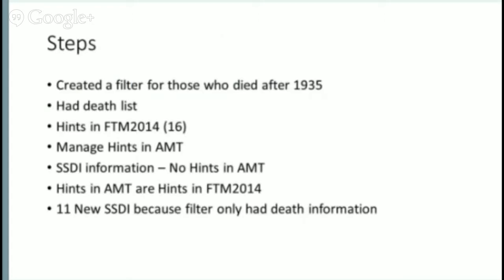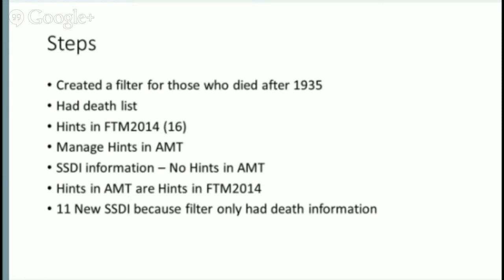The steps that I did: I created a filter in Family Tree Maker, as I mentioned earlier, for anybody who died after 1935, and I'll demonstrate how I did that here in a few minutes. So I had a list of people who had died since 1935 that I had death records in. And I checked for hints in Family Tree Maker, and that's the 16 that I mentioned. And then I began to manage my hints in the Ancestry member tree.